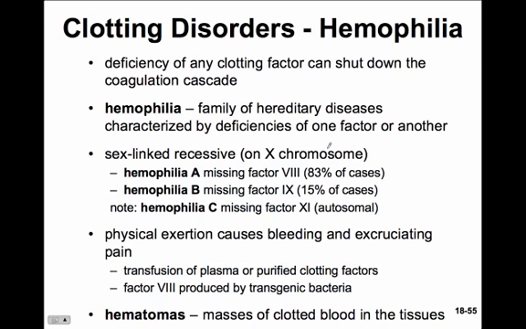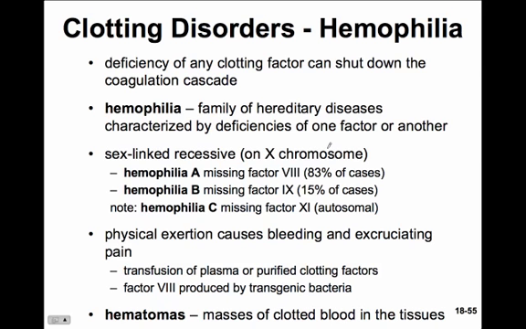Now, you don't have to be responsible for the names of all these various factors, but it's interesting to note how they play their role in the cascade. Hemophilia C is an autosomal case, meaning it's not on the sex chromosomes, that involves a different factor still.